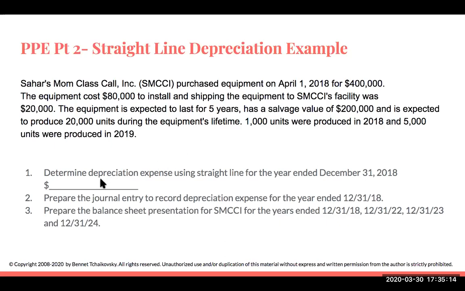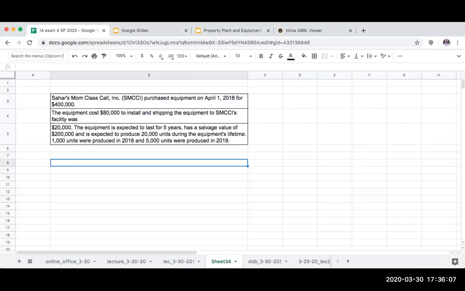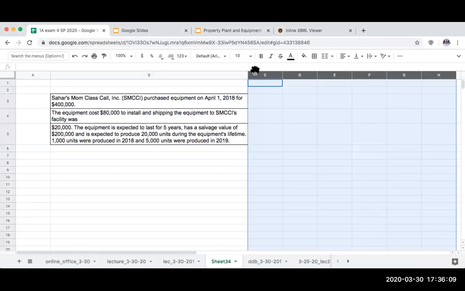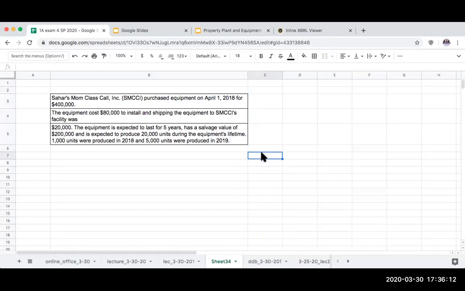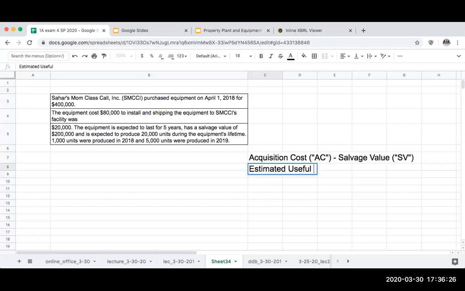So we want to go through and determine the depreciation expense using straight line for the year ended December 31st, 2018, the journal entry to record that, and then the balance sheet presentation. So here we've got our question. The first thing I need to do is, what is my formula for depreciation expense? Well, my formula for the depreciation expense is going to be my acquisition cost minus my salvage value. I'm going to divide this by my estimated useful life.